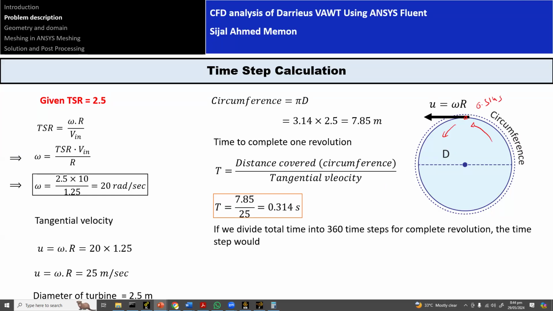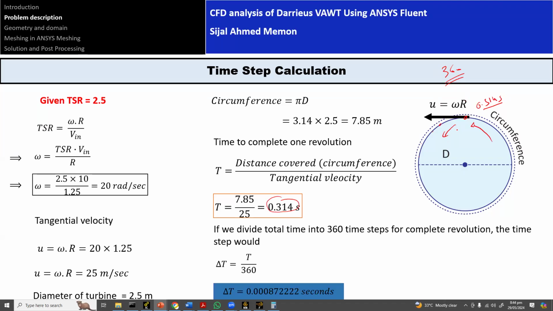But actually, what we want, if we solve in one time step of 0.314 seconds, is that in the first time step the blade is here, then in the second time step it is again back here. So we cannot get solutions at different locations. The idea is that the wind turbine should advance by 1 degree. So the total time should be divided into 360 time steps, because in a complete circle there are 360 degrees. So I will divide this total time into 360 time steps.